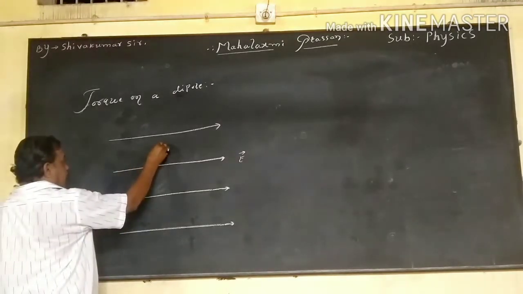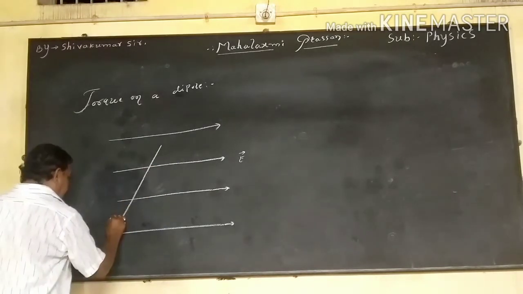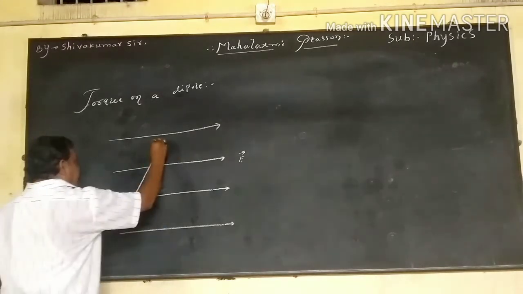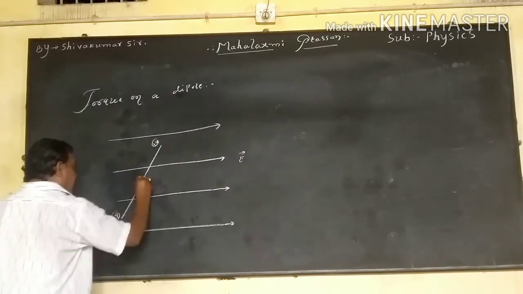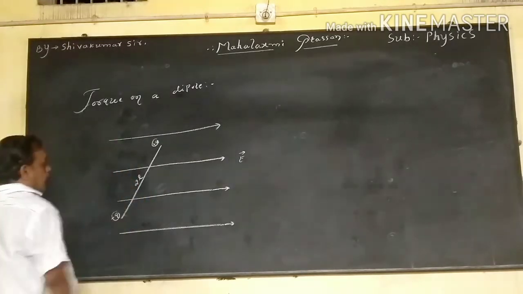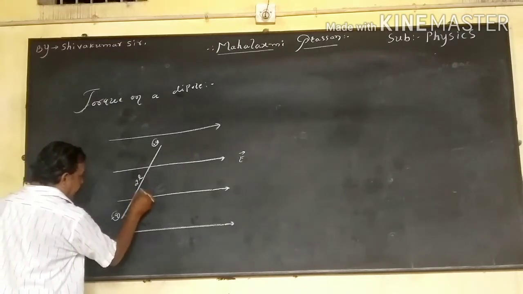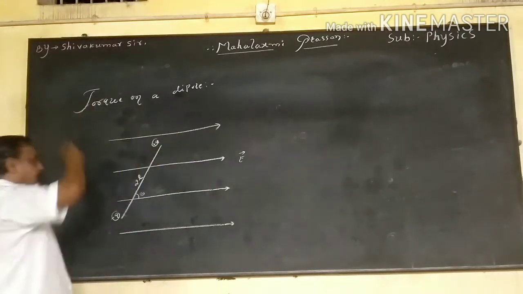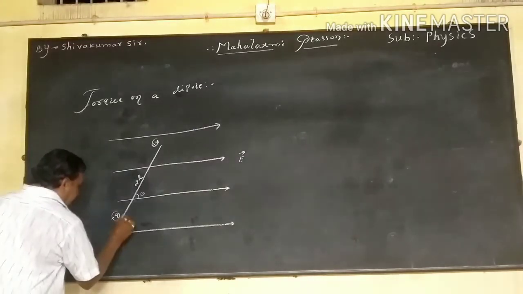Then I place the dipole. Now this is the dipole. This is minus q and this is plus q. Two equal and opposite charges separated by a small distance 2l, which makes a certain angle theta. Theta is the angle made by the dipole with the direction of the uniform electric field. I call this position A and this position B.